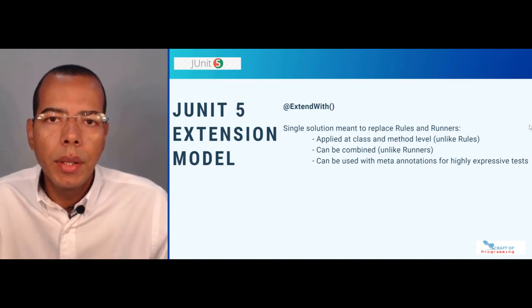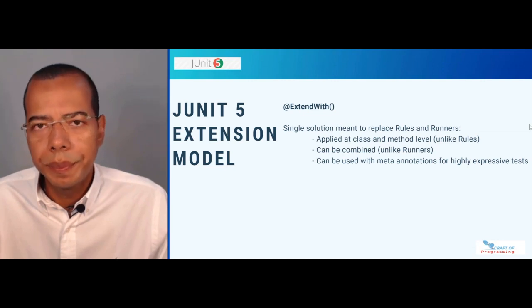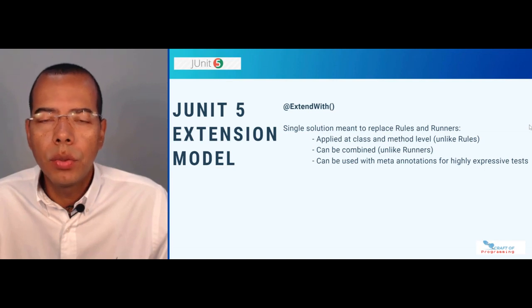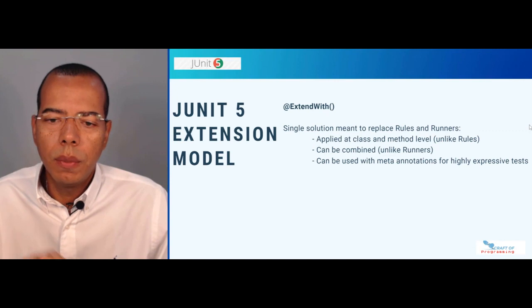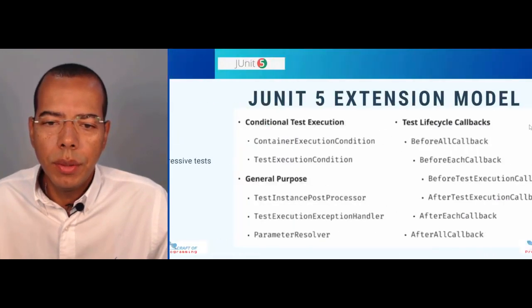So again, the key takeaway here is that JUnit 5 does not support runners anymore. There is limited support for rules. And you should really be using the ExtendWith mechanism as the single extension model in JUnit 5.